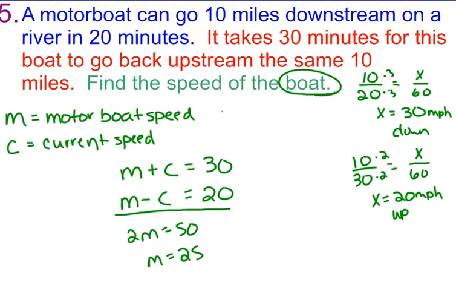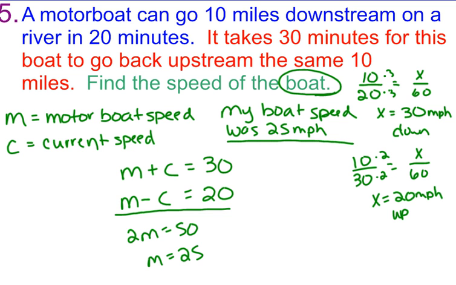So I would say my boat speed was 25 miles per hour. And if they would have asked me for the current speed, I could plug that in and I would have gotten 5 miles per hour, right? If you have another way to do this, you do it in your head, you do it any other way, and you get the same answer as me, feel free to do that. I'm just showing you one way of how you can set it up algebraically.